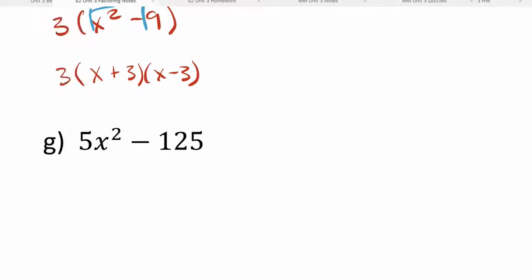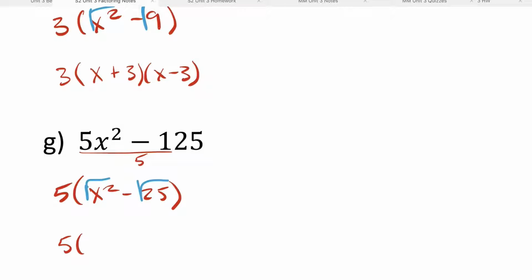All right, here's another example. What would be the greatest common factor? Okay, we can factor out a 5. So that would give us x squared minus 25. And after this, you don't need to do the square roots if you know what you're doing. So it'd just be 5 times x plus 5 and x minus 5.